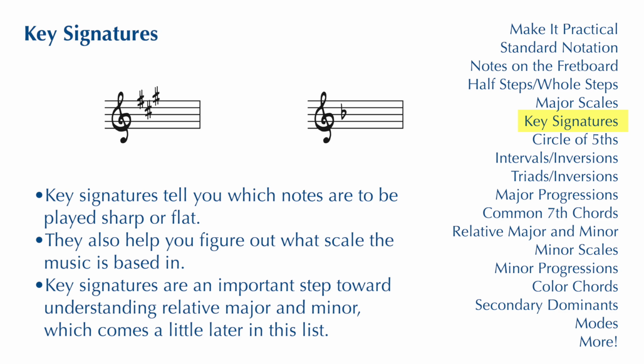Next up is key signatures. At the most basic level, a key signature tells you which notes to play as flat or sharp. Beyond that, you can use some simple key signature rules for learning what key you're playing in. First major keys and then their relative minor keys, which come later in this list.